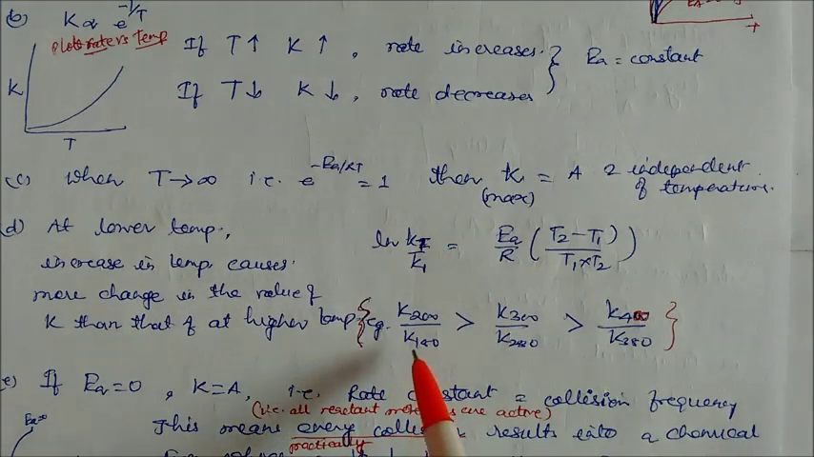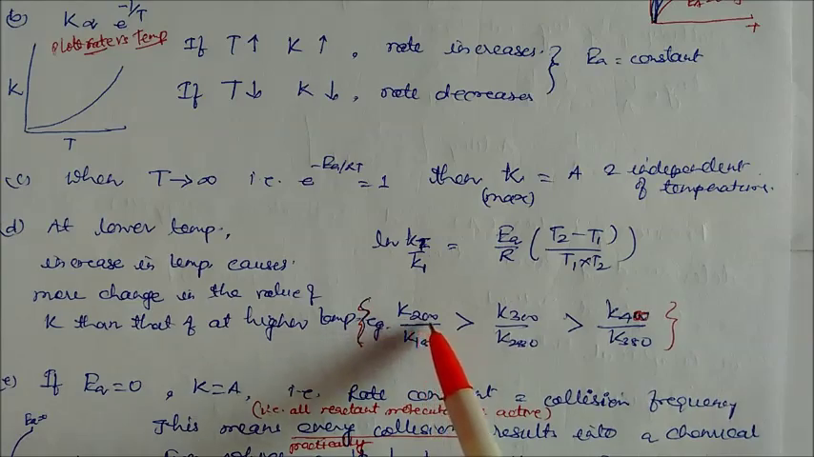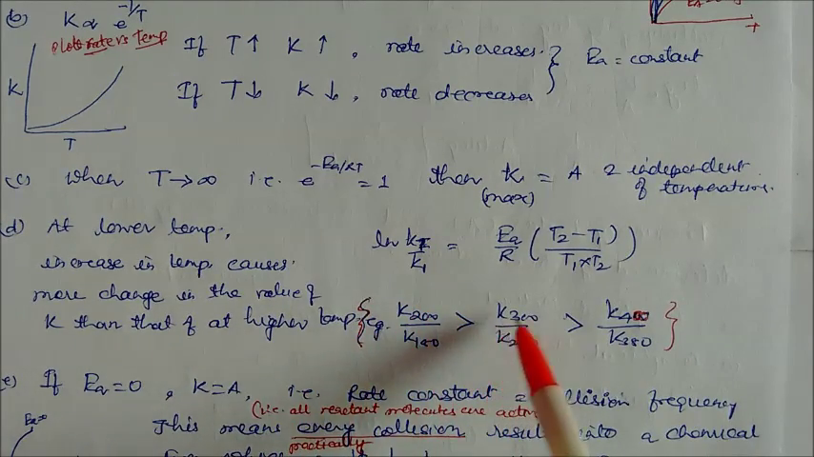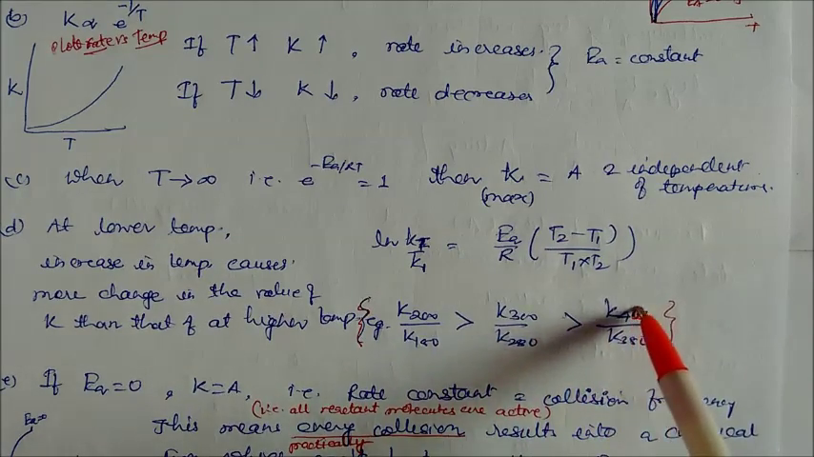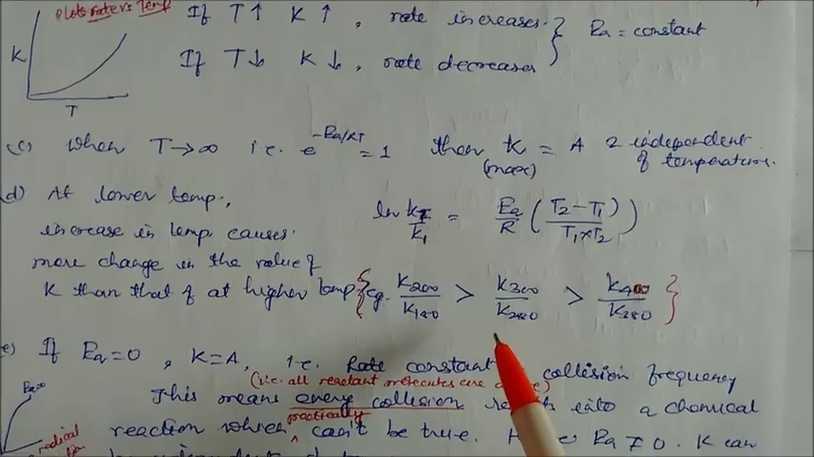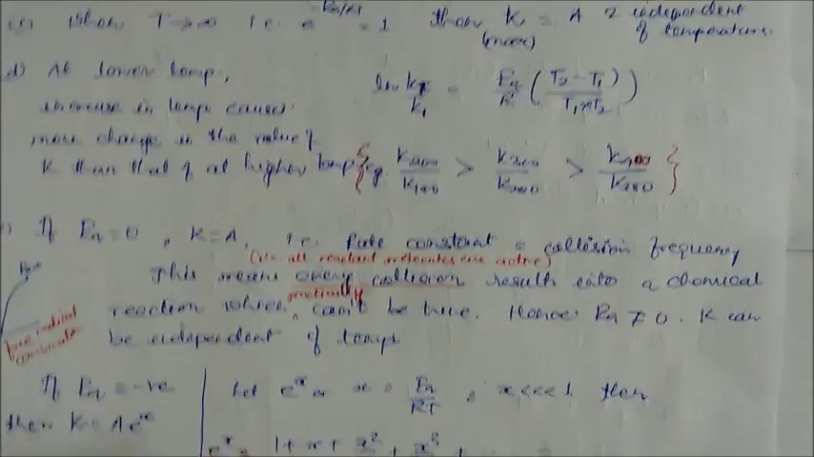So if you say that the rate constant K200 by K180 will have more value than K300 by K280 and K400 by K380. So this is the example. This is also one of the important characteristics of the Arrhenius equation.